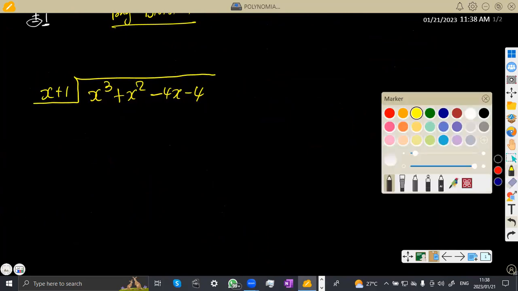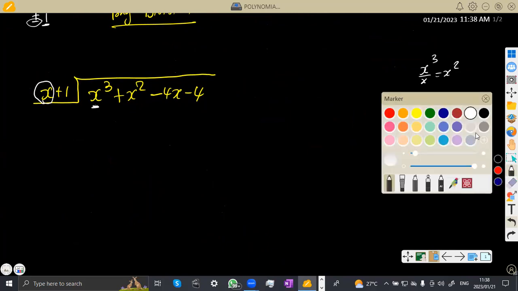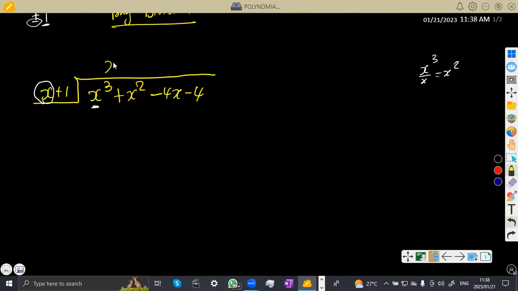You are going to divide the first term versus the first term. So it's x cubed versus the first term here, which is x. So you divide x cubed by x. That's the first part that you do. This is x squared, okay? So we are going to obtain x squared. You write it on top.